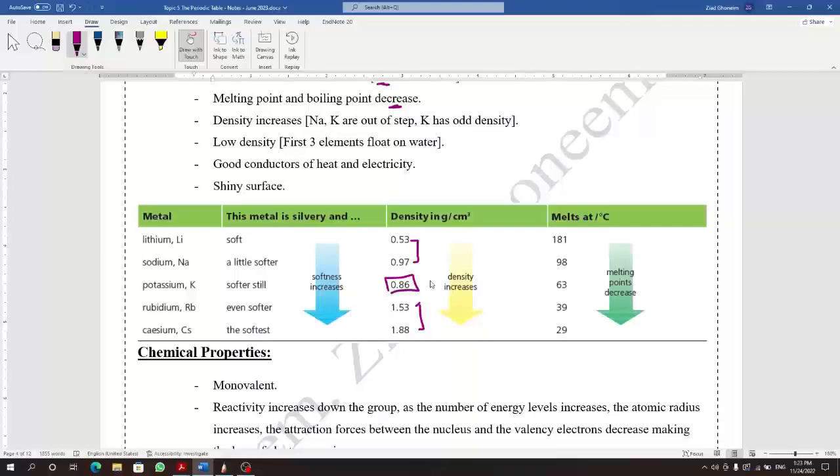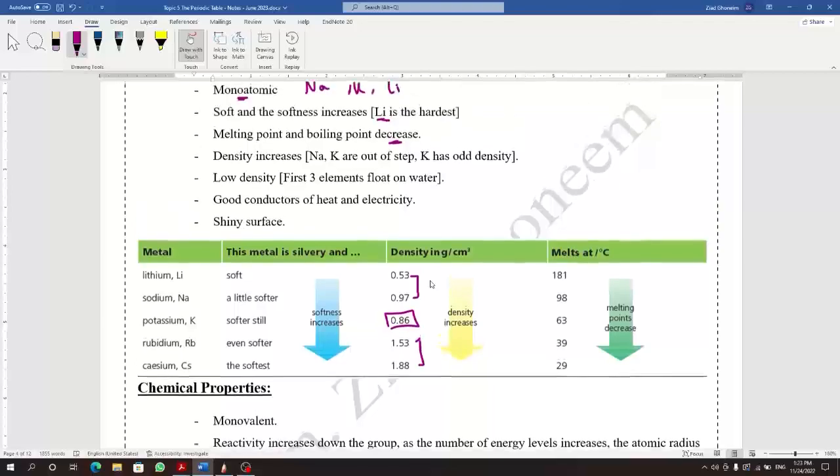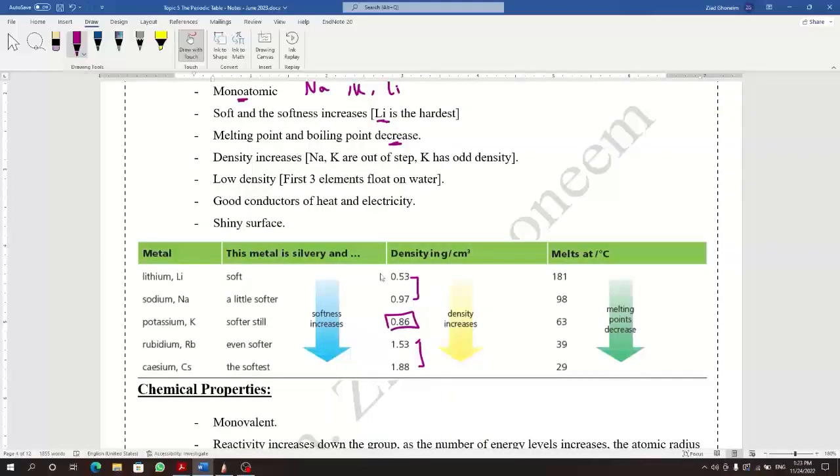That's why sodium and potassium are out of step, as you can hear. But which one is actually the odd one? Potassium is the odd one, right? How did we know that potassium is the odd one?